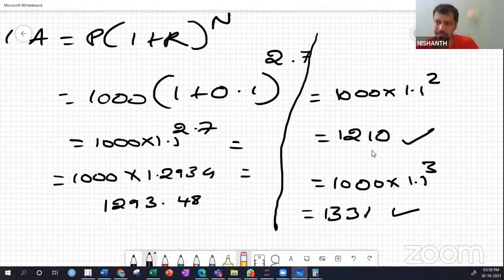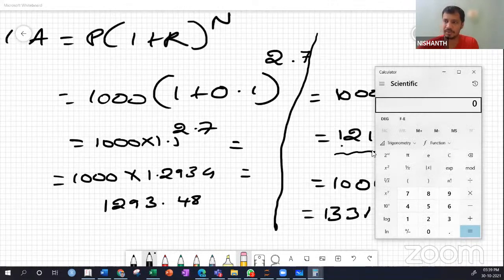that extra interest for half month or something like that. For example, assume that 10% is paid only for half month. So on this 1210, you put another 5% interest because it is 2.7. So 2.7, 1210. For 1 year it is 10%. So half means how much?